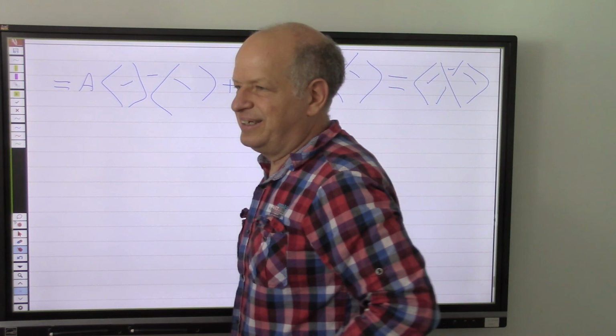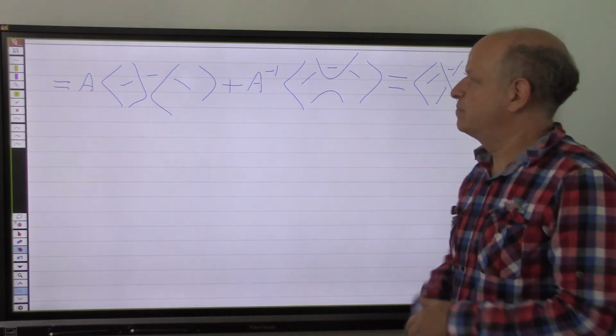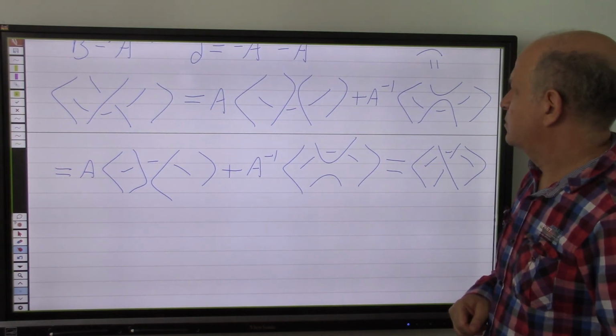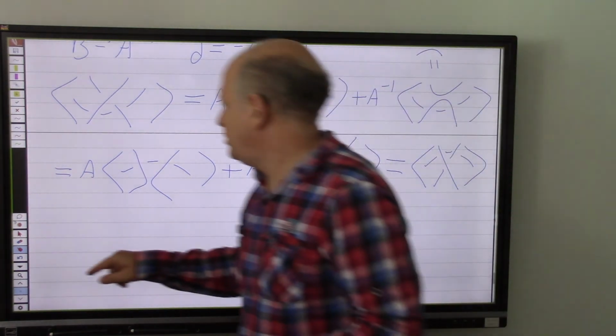Yeah? Just one comment. I think in the rightmost bracket picture, you flipped the sign of the crossing. Oh, I did. I did.